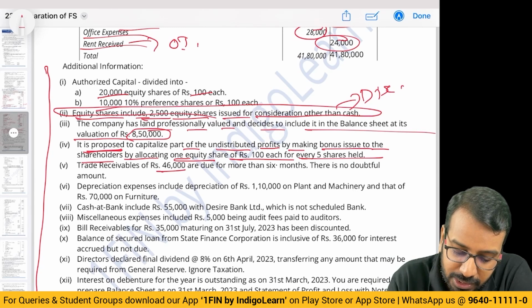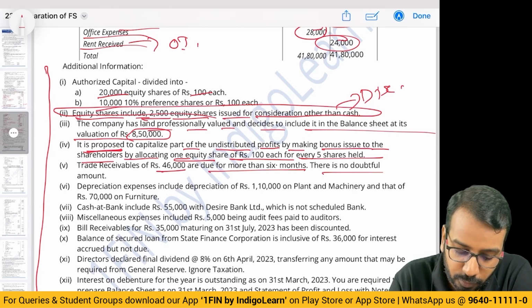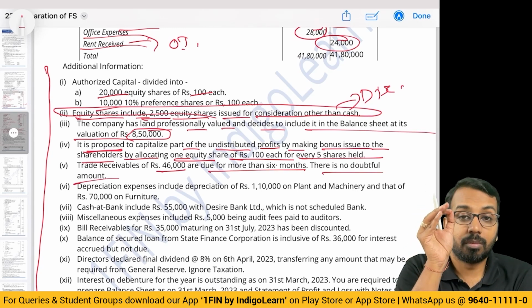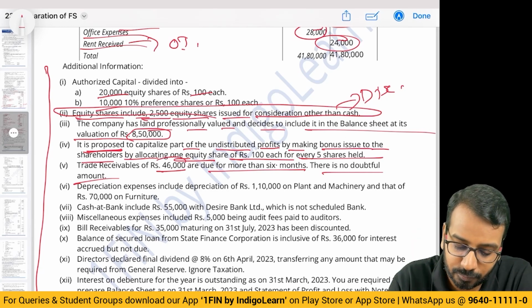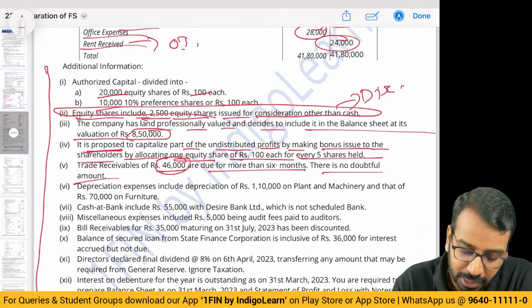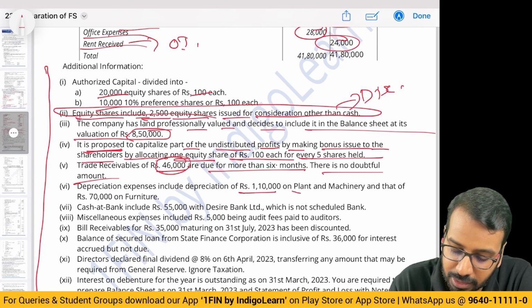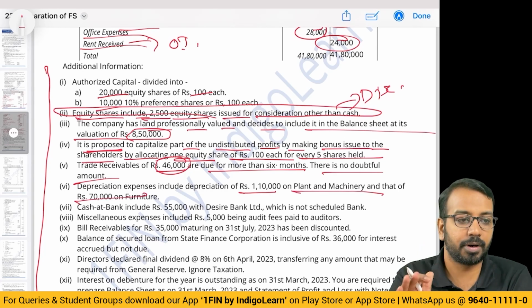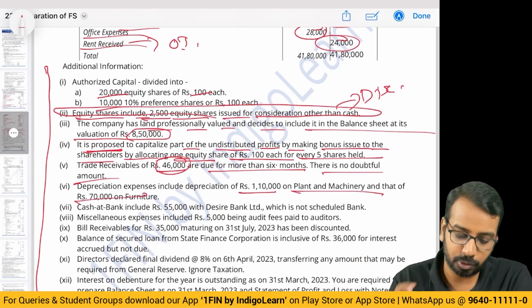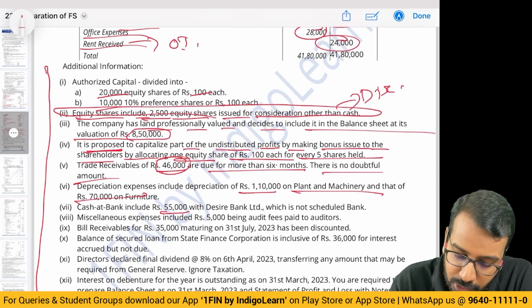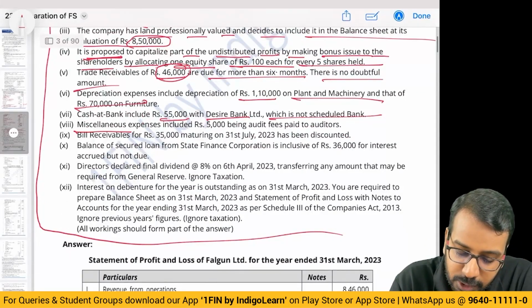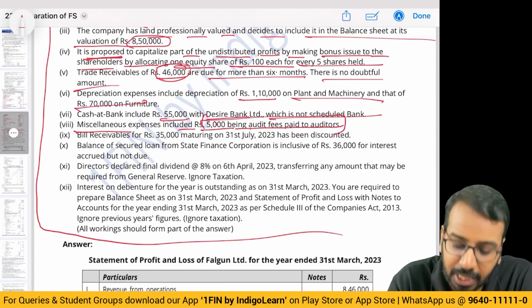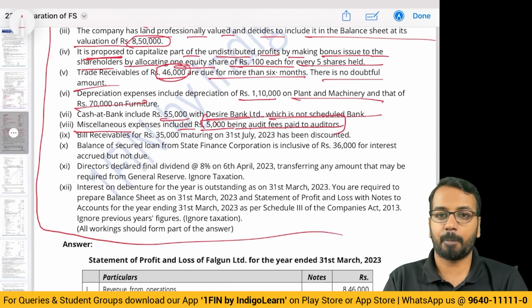Trade receivables of 46,000 are due for 6 months. There is no doubtful amount. So, outstanding for more than 6 months, considered good. 46,000 you have to disclose. Depreciation includes depreciation of 1,10,000 on plant and machinery and 70,000 on furniture. Breakup you need to do. Cash includes 50,000 with Desire Bank Limited, which is not a scheduled bank. Miscellaneous expense included 5,000 paid as fees to the auditor. So audit fee has to be disclosed separately.